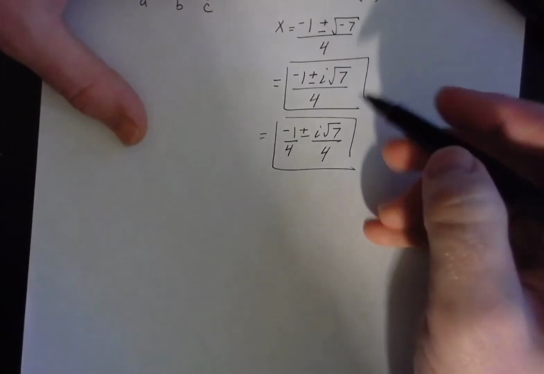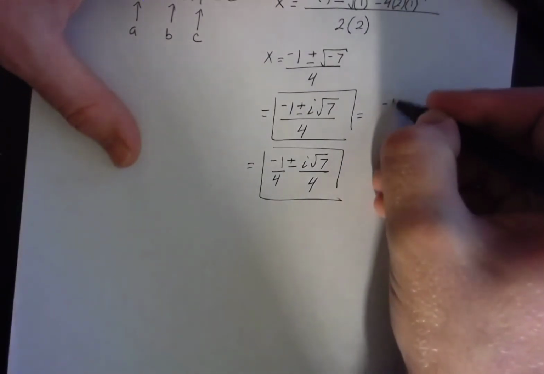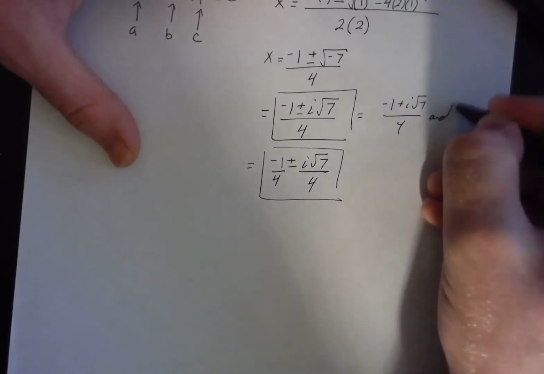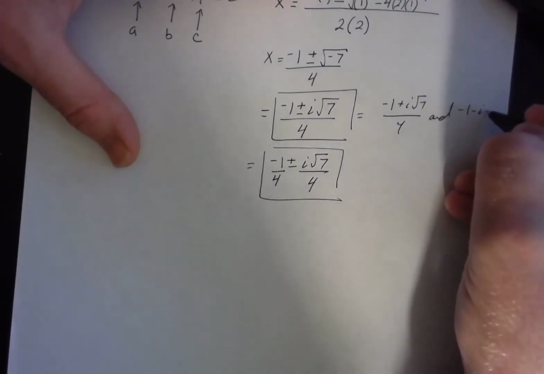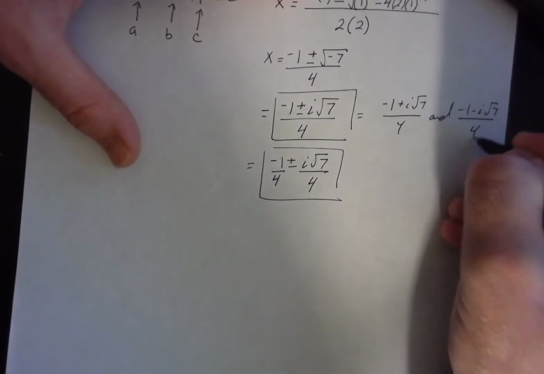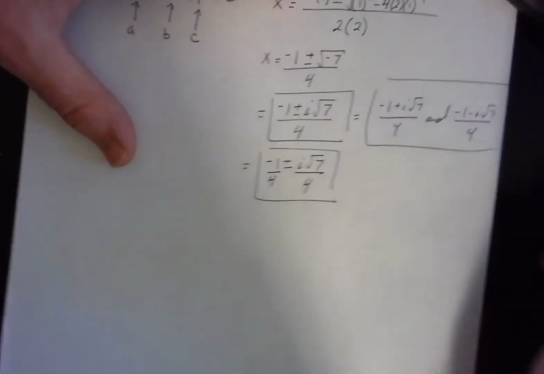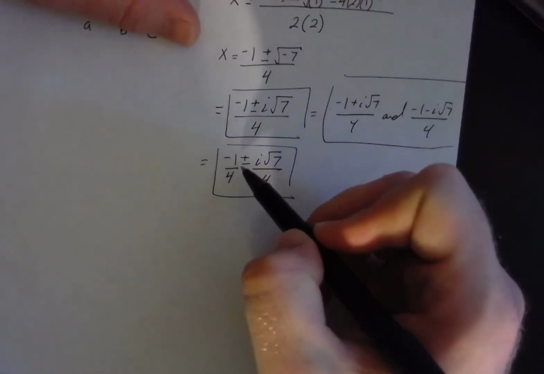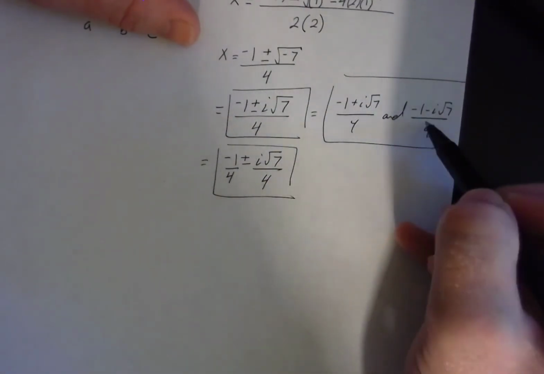And then finally, this can transform into negative 1 plus i radical 7 over 4 and negative 1 minus i radical 7 over 4. These are the other two ways that you can have these solutions set up. Again, this can also transition down to here so that you have two different solutions, plus or minus, the positive case and the negative case.